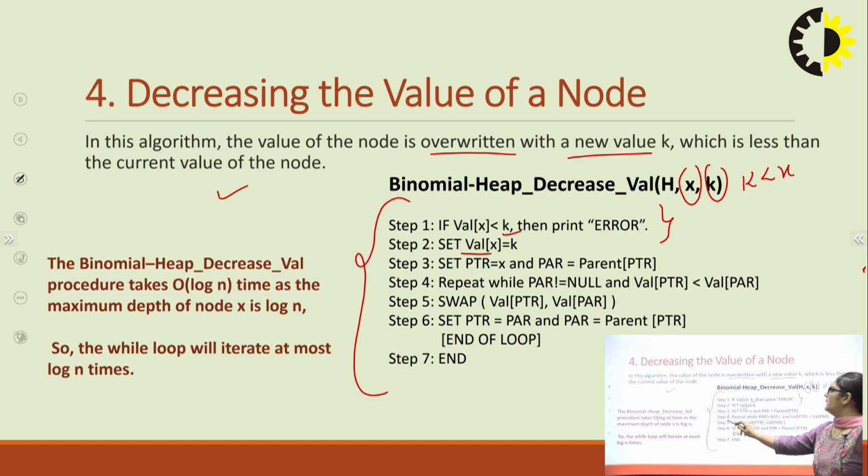We have to repeat steps 5 and 6 until the parent variable par becomes null. In this loop, we compare the value of ptr with the value of par. If the value of ptr is less than its parent's value, then we swap both these values, and we set ptr to the parent variable, and par will become the parent of ptr.